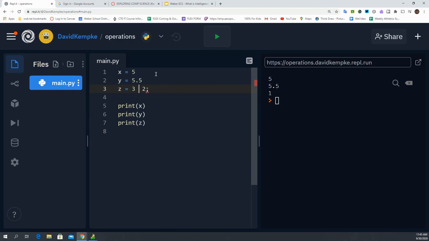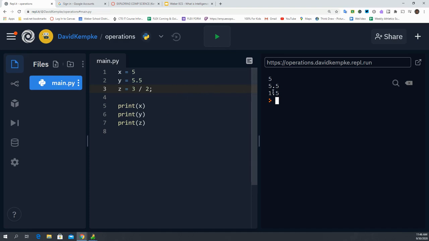Let's do multiplication. We use a times or the star symbol or asterisk for multiplication. 2 times 3 is 6, and multiplication works like it always has. Let's see if division works. Okay, and with division we do a slash, and let's run this. Oh, division does work because 3 divided by 2 is 1.5.